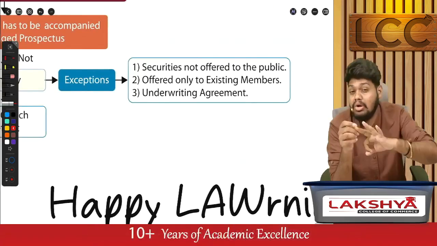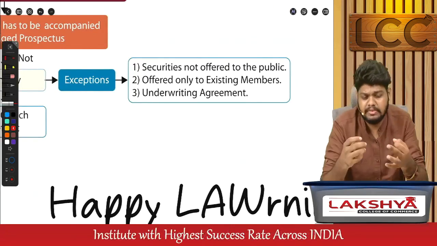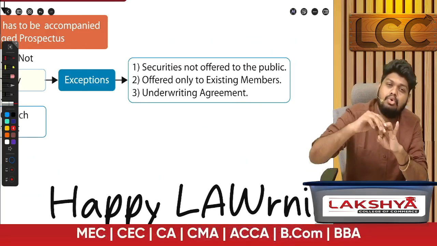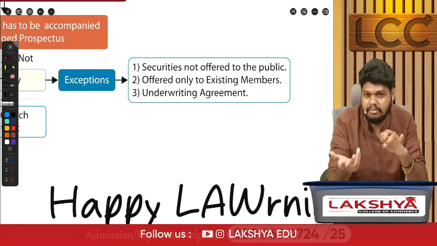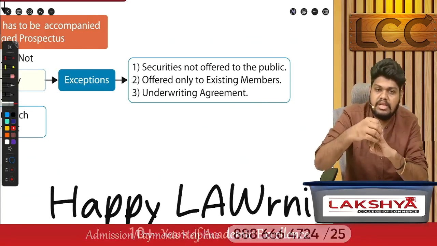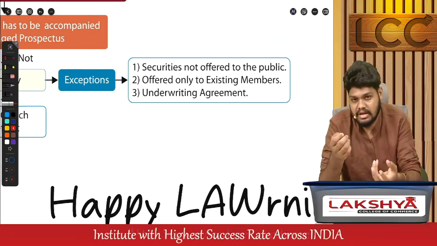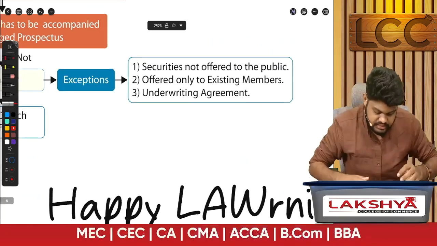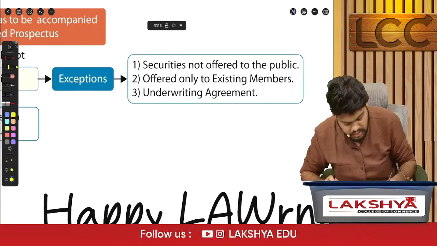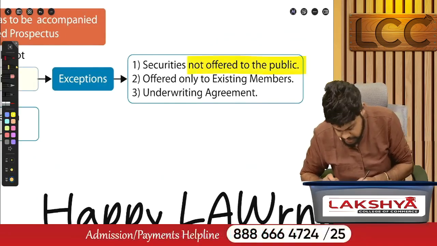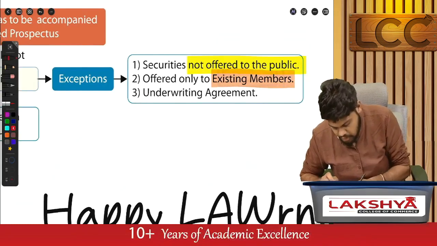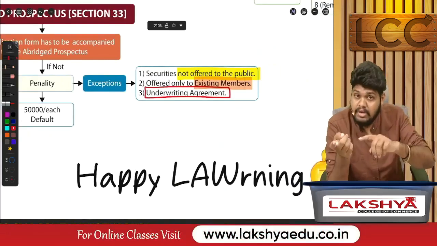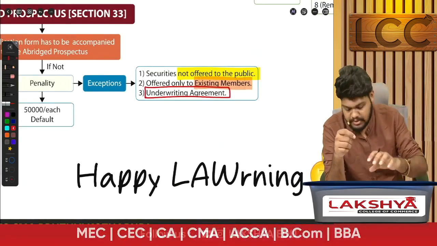When the securities are not offered to the public, that means it is a private placement, there is no requirement of prospectus. Or when the securities are offered to the existing members, they already know about the company. Third, when the securities are offered under an underwriting agreement, underwriters already know about the company, they have done the research before being appointed. In these 3 cases, even if the application form is sent without the abridged prospectus, there won't be any penalty.